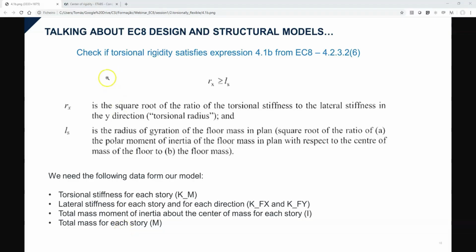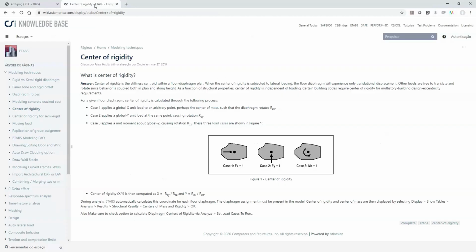ETABS includes an automatic tool that allows us to calculate the center of rigidity for each story. One important clarification is that this tool only works when rigid diaphragms are assigned to the stories. If the structure does not have rigid diaphragms but we still want to use the tool, we can temporarily assign them, run the center of rigidity calculation, and then remove the diaphragm property afterward.